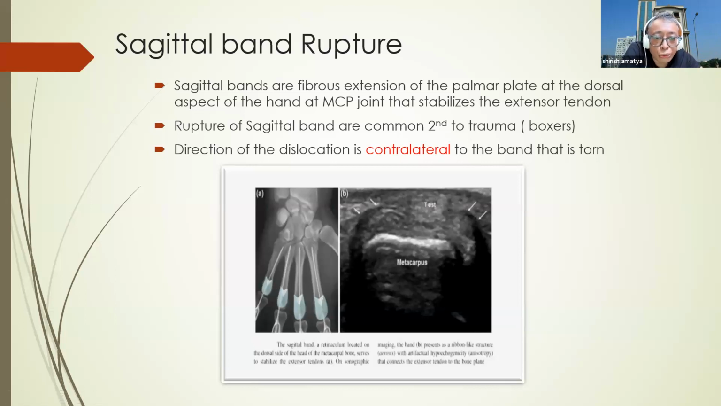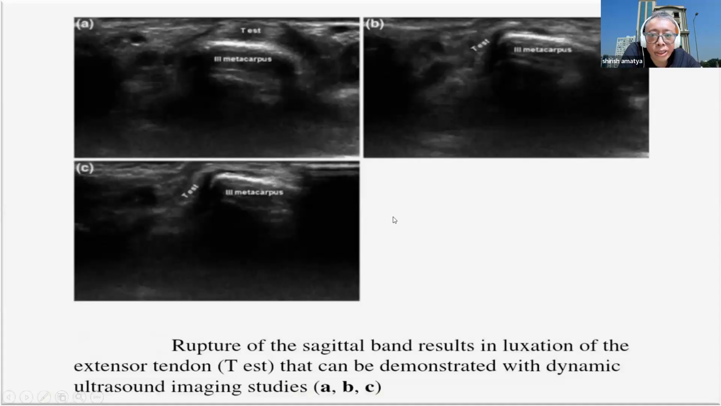And trauma or rupture of the sagittal band is very common. It usually occurs secondary to micro trauma or trauma usually seen in boxers and fighters. When they box, due to the repeated trauma, the sagittal band can be ruptured, and there can be dislocation of the extensor tendon, which I'll be showing in the next slide. Normally the extensor tendon will be dislocated to the contralateral side of the rupture of the band. You can see in this picture the dynamic ultrasound of the rupture of sagittal band where the extensor tendon has been dislocated.